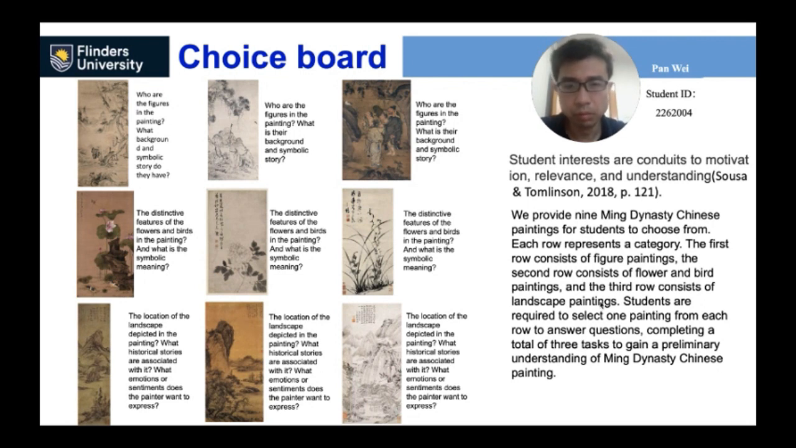By completing these 3 tasks, students will be able to understand the artistic charm of Ming Dynasty Chinese painting from different perspectives. They will come to understand that Chinese Ming Dynasty painters often use painting to express their longing for a better life, their admiration for certain character traits, and their blessings for life.